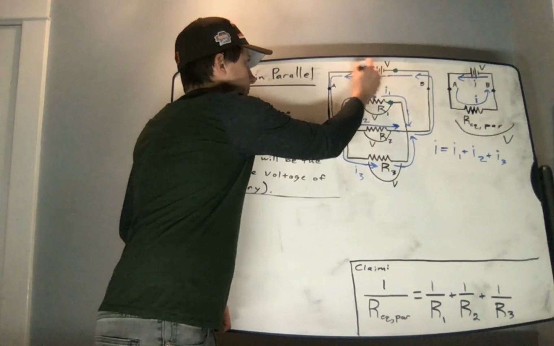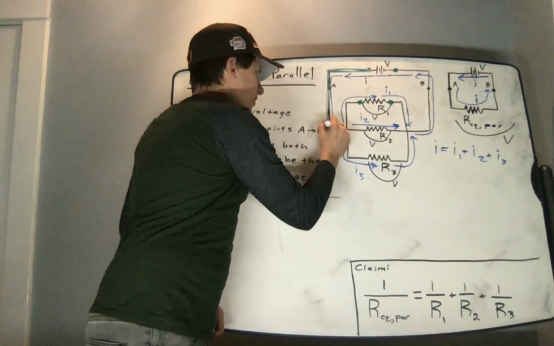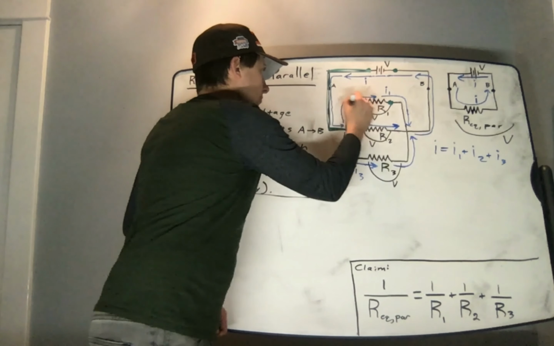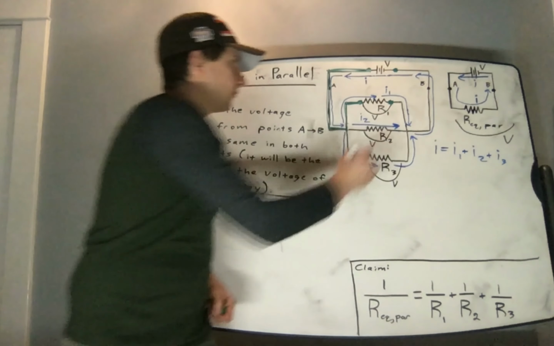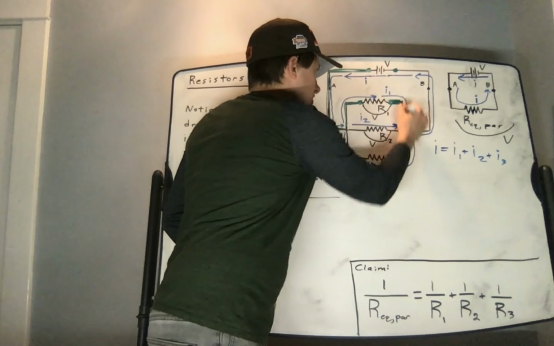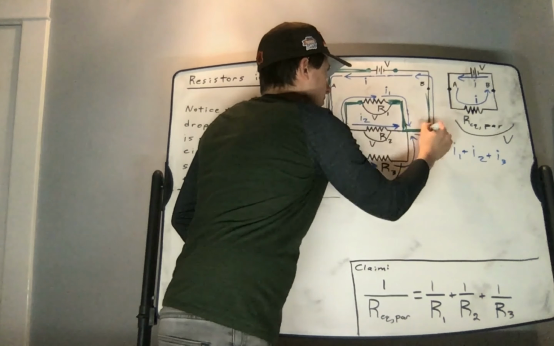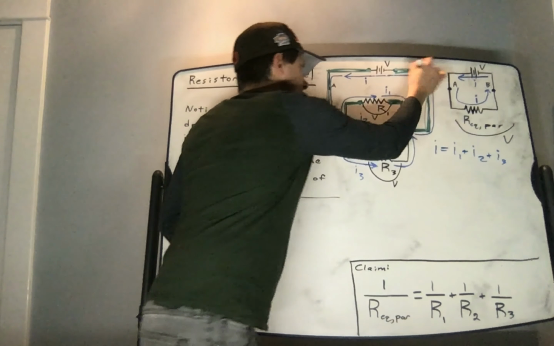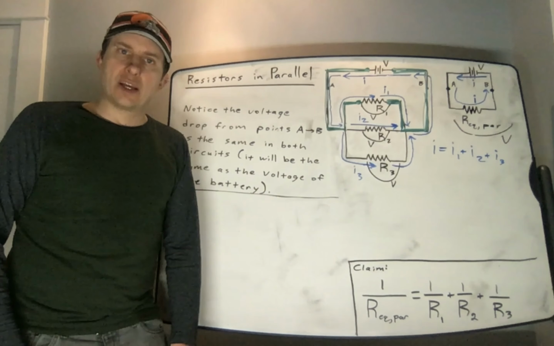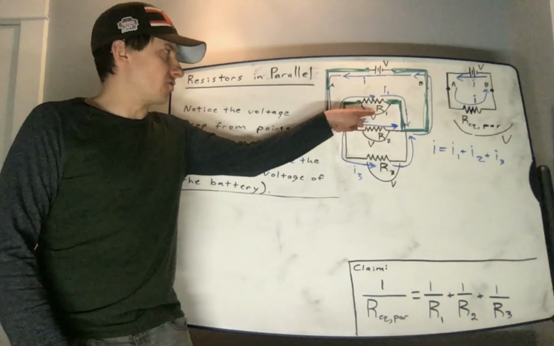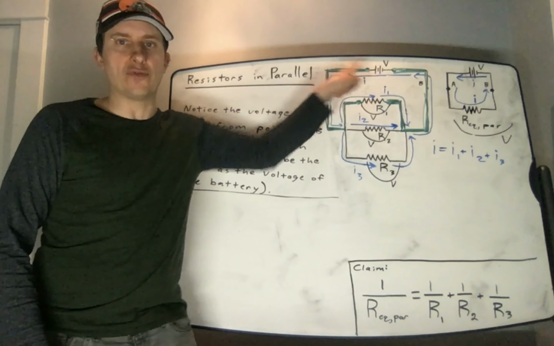The voltage drop from here to here must be 0 because we only traveled along a wire. And the voltage drop from here to here must also be 0 because along this segment we are only traveling along a wire. Therefore, the voltage drop across resistor number 1 must be equal to the voltage of the battery.